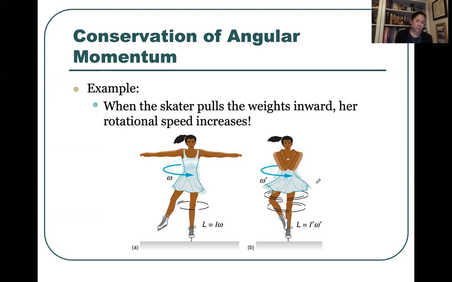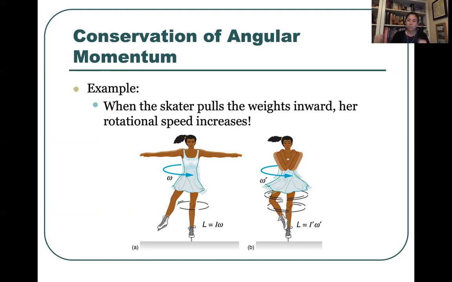You can see that initially, this would be our angular momentum, so I times omega. Because she has extended her arms, the rotational inertia is fairly large. And so the angular momentum is going to be rotational inertia times the angular speed. That would be our before picture. There's no collision in this case, and we'll see that we can actually apply this to collisions.